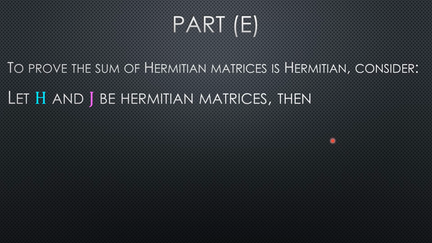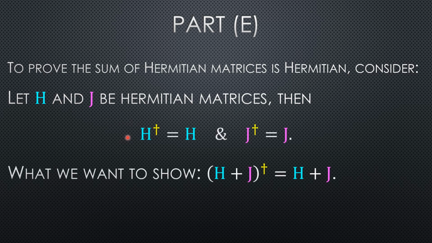Now, our final part here, part E, to prove the sum of Hermitian matrices is indeed Hermitian, we need to consider our Hermitian matrices again, H and J. This is the definition. And the question we need to ask and what we need to show is, if I add H and J together, take their dagger, does that lead me back to H and J?